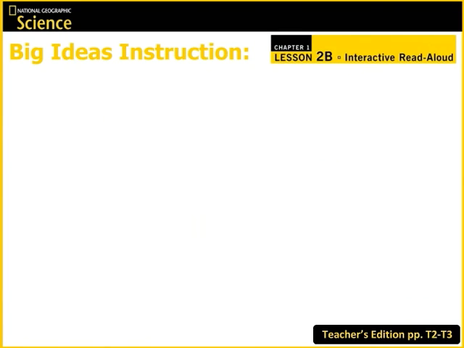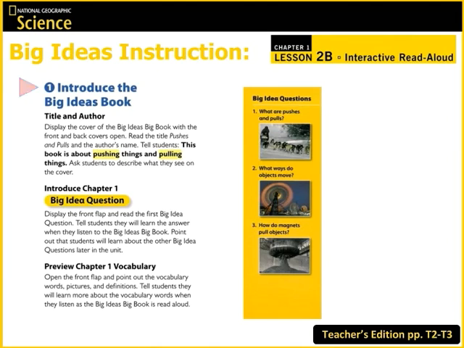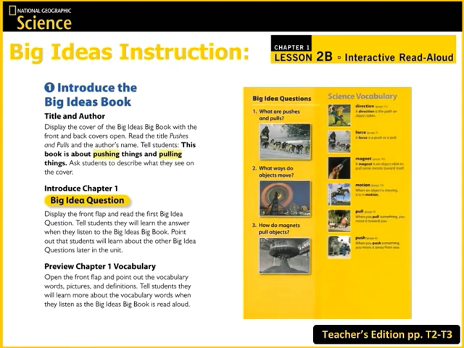The next lesson that is always the same in each chapter is Lesson 2B, the Interactive Read Aloud. This lesson begins with the introduction of the Big Ideas book, which involves discussing the cover, introducing the author, and introducing the big idea question for that chapter. Use the front flap of the Big Ideas book to introduce the first big idea question. The number of questions on the flap indicates how many chapters there will be in each unit, as each chapter covers one big idea question.